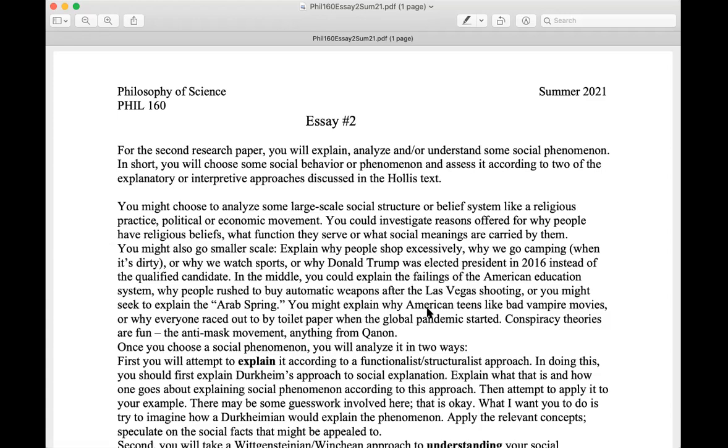There are other things here. People react after mass shootings by going out and buying weapons, big political movements like the Arab Spring. I was thinking of bad vampire movies that become popular. Why did people race out and buy toilet paper when the pandemic began?